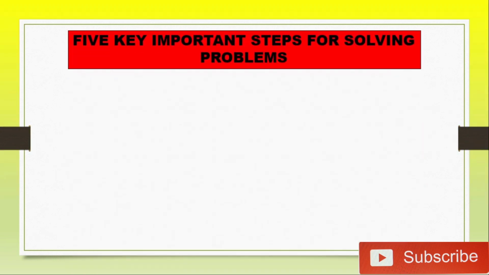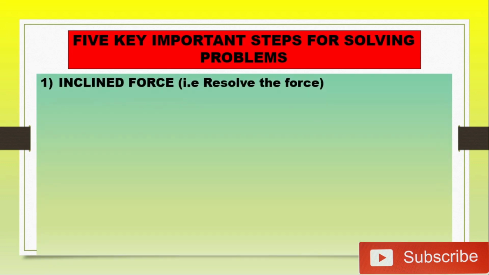So, the 5 key important steps for solving problems on concurrent system of forces are, first, inclined force. Now, what do you mean by inclined force? In the given system of force, you have to see what the inclined forces are. Just resolve the inclined forces into two components, that is the x component and the y component.